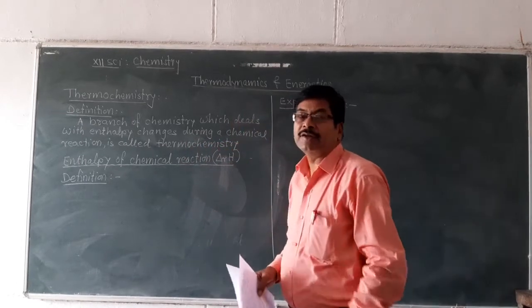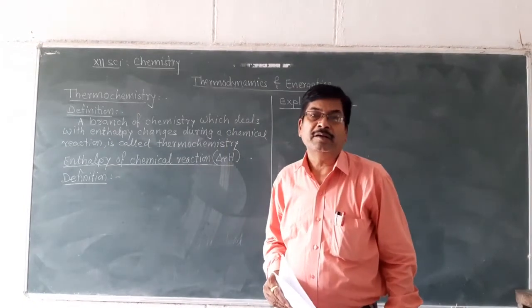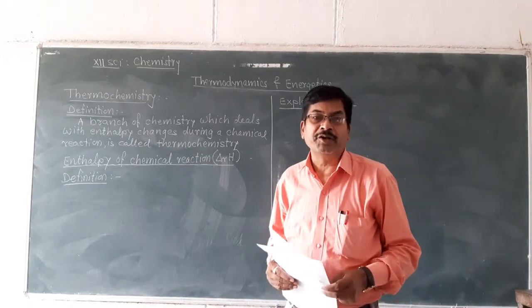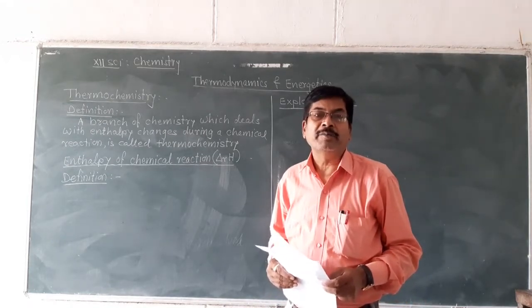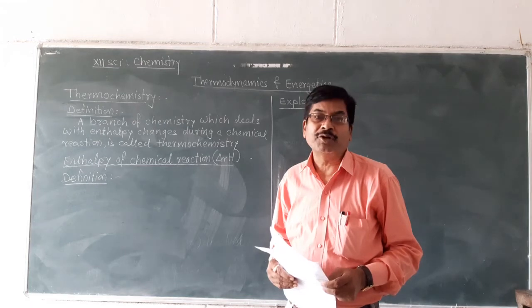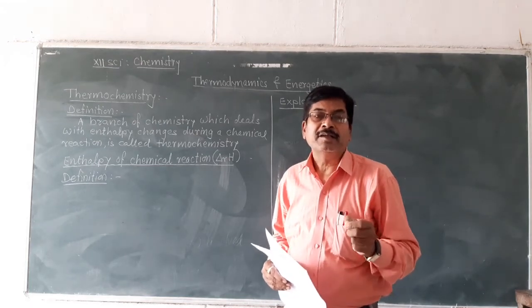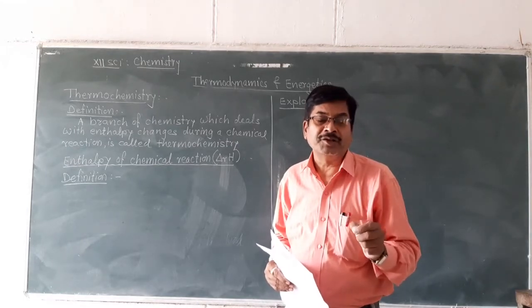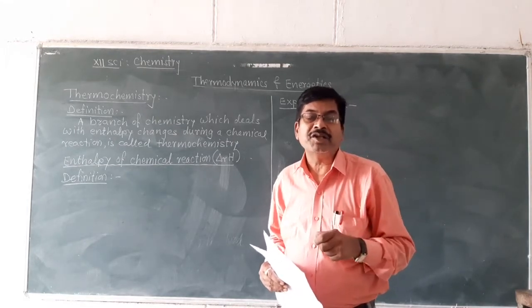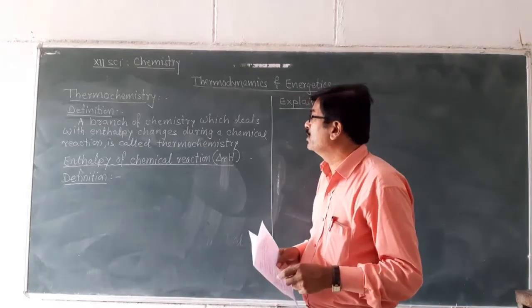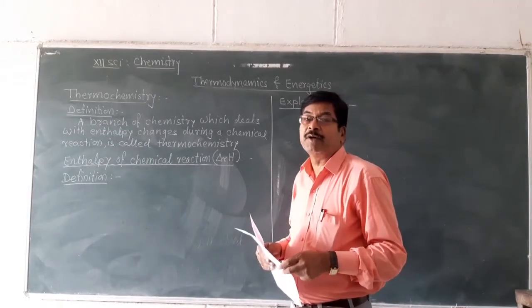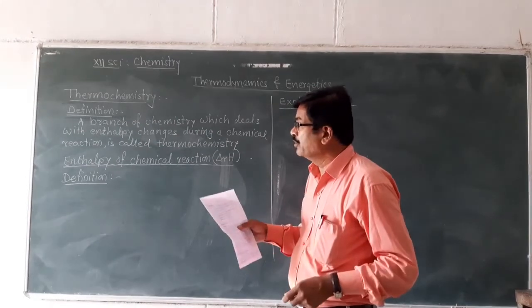A chemical reaction may be either exothermic or endothermic. Exothermic reaction takes place with liberation of heat and endothermic reaction with absorption of heat. That means enthalpy change takes place during a chemical reaction, and thermochemistry is a branch of chemistry which deals with enthalpy changes or heat changes taking place during the chemical reaction.